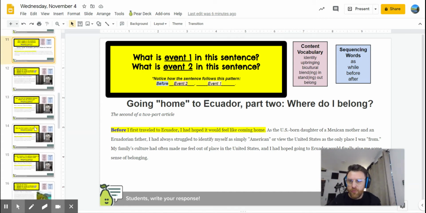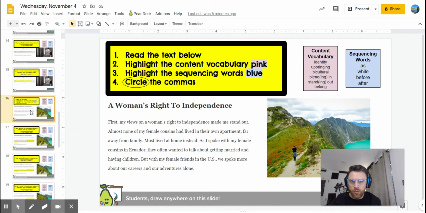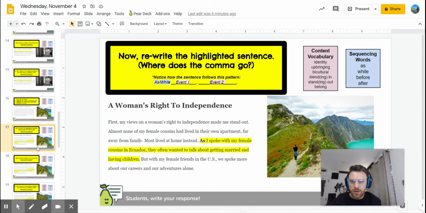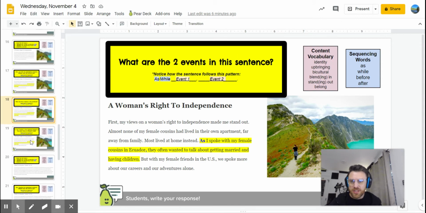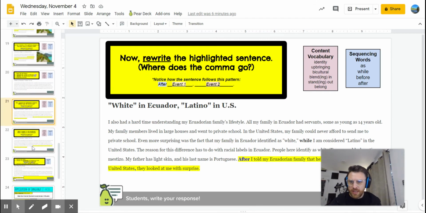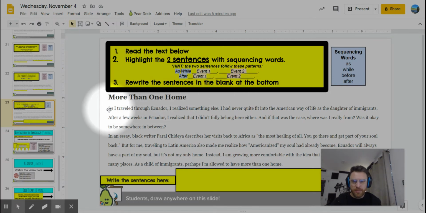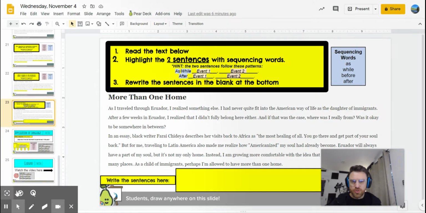And then we do that for a few different chunks of text, and then we switch up which language form we're actually working with. You can see here we're doing as and while. On some of these, we're also doing before and after, as you can see down here. And then we get to the end, and I have them actually identify the sentences that follow these patterns right here on their own. I believe it was the first sentence here follows the pattern, and then there's another sentence here that starts with after that follows the pattern. And so the idea was for them to highlight the sentences and then rewrite them here in this blank.